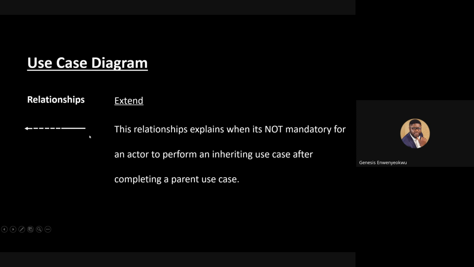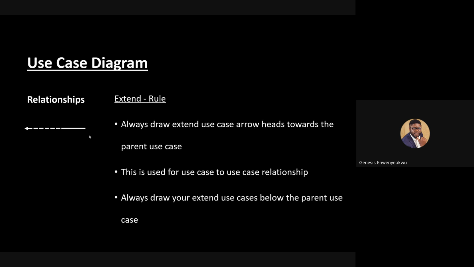There are some rules we need to put in mind when drawing an extend relationship. Number one is that the arrowhead of your extend relationship needs to point to the parent. It doesn't point towards the inheritor. It must point towards the parent.